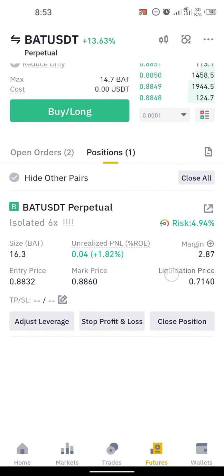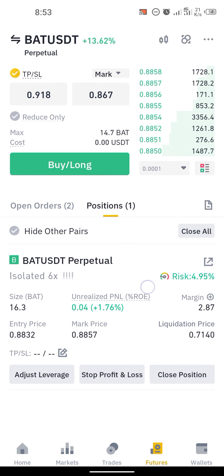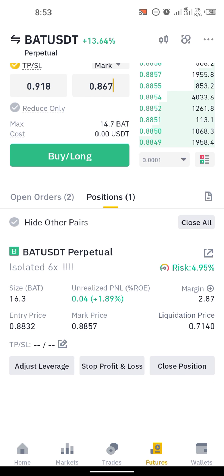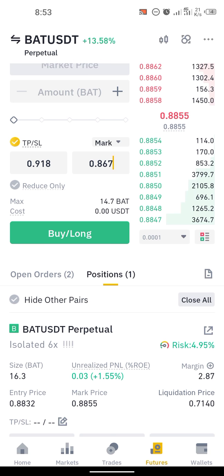Okay, so about my best feature, my best characteristics of this platform, I love using the adjust leverage. It makes things very fine. Adjust leverage and close position, they help me to maximize my profit very well.